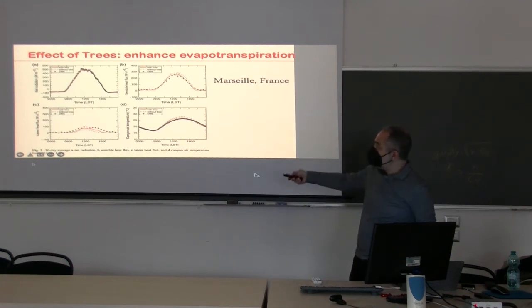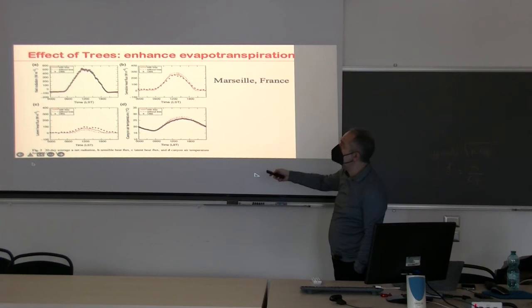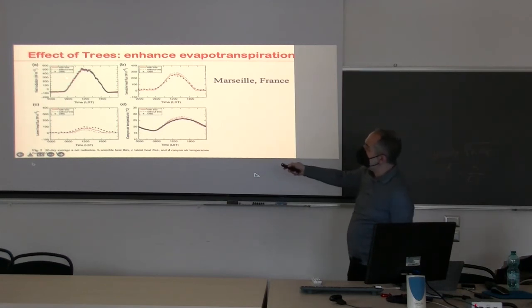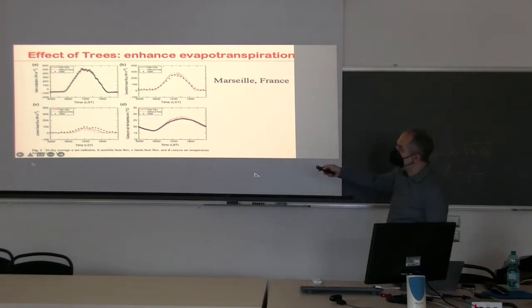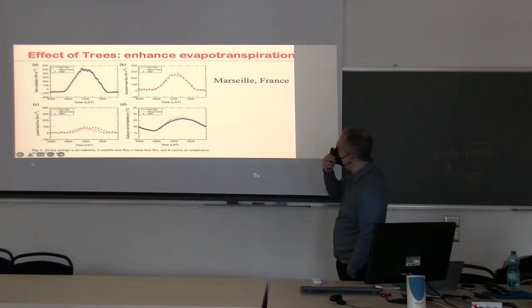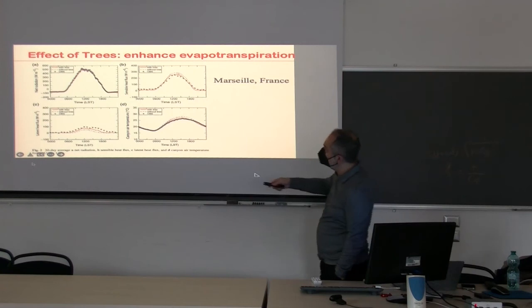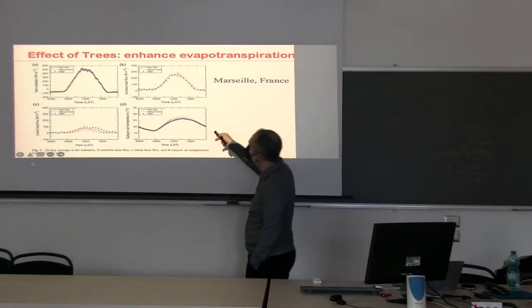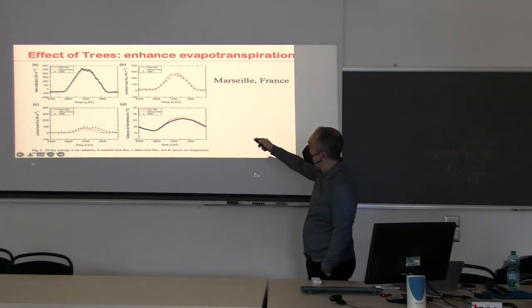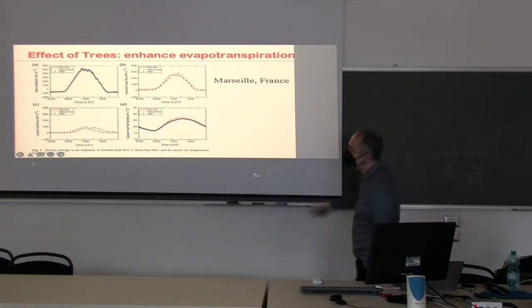Now, what you observe when you apply this to trees is that, again, we have the observation as the dots, and the model in red is with tree, and in dashed blue is without tree. You'll notice that the net radiation is almost the same, with or without tree. So trees don't have a big effect on net radiation. However, when you look at sensible heat, you'll notice that the sensible heat with tree is a little bit lower, and it actually matches the observations a little bit better.